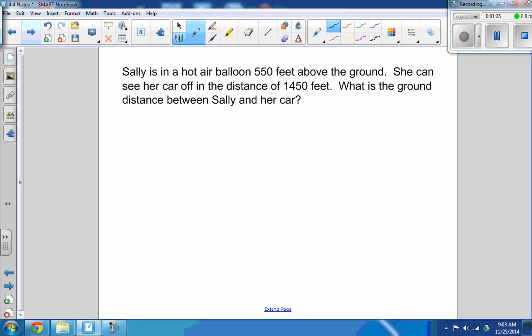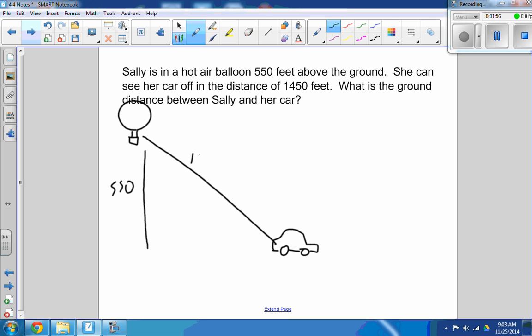All right, let's look at another one. Sally is in a hot air balloon 500 feet above the ground. So she's in a hot air balloon here, and this is 550 feet above the ground. She can see her car off in the distance of 1,450 feet. So Sally's in the balloon, her car's down here. An awesome looking car here. So this is 1,450 feet because Sally's in the balloon and the car's on the ground. What is the ground distance between Sally and her car?